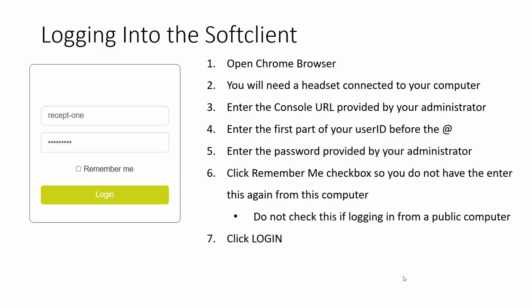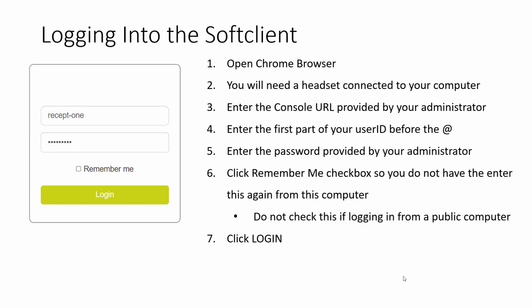You'll need to get the console URL link provided by your administrator to put inside the Chrome browser to connect to this console. When you do enter that console URL into the Chrome browser, you'll want to enter the first part of the user ID provided by your administrator, the part that is before the @domain.com or other items. Enter the password also provided by your administrator.